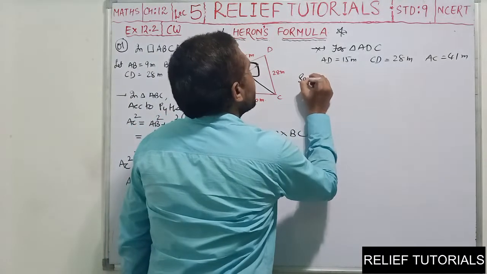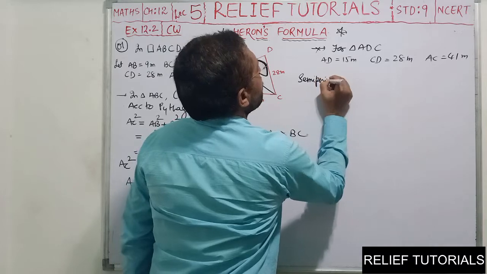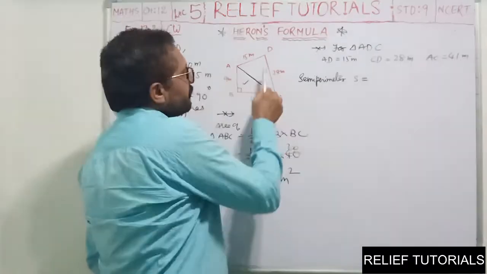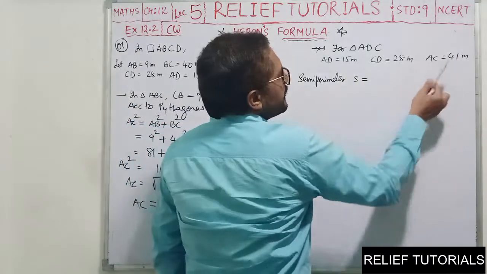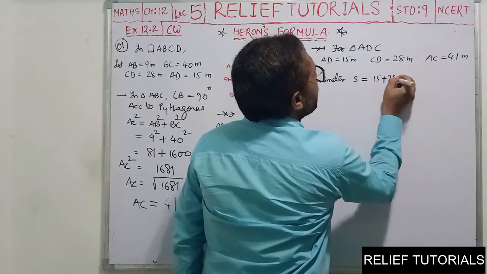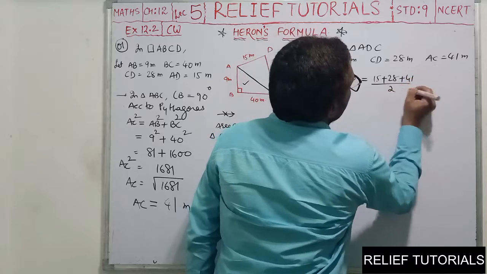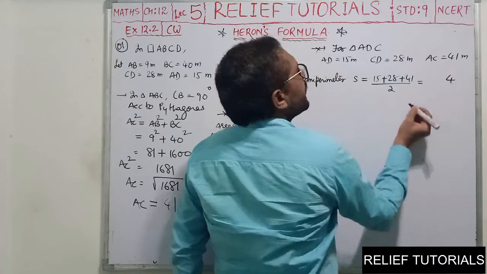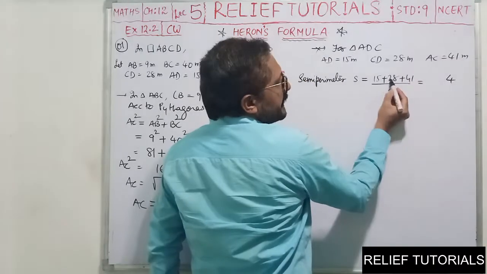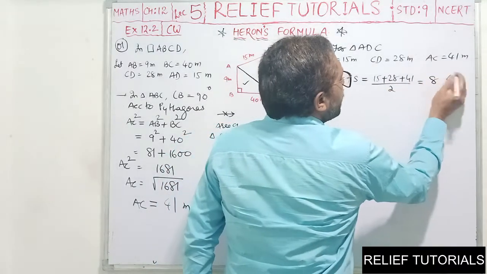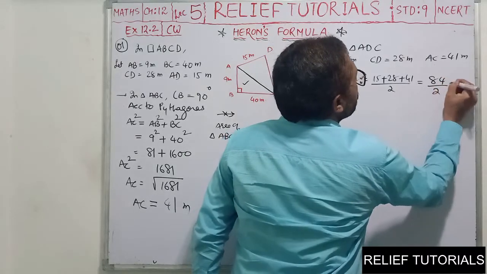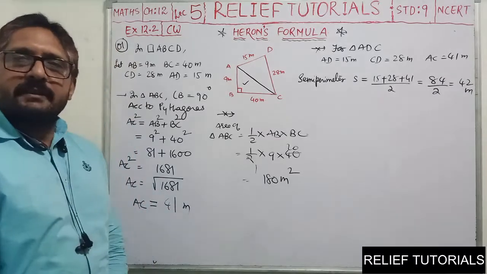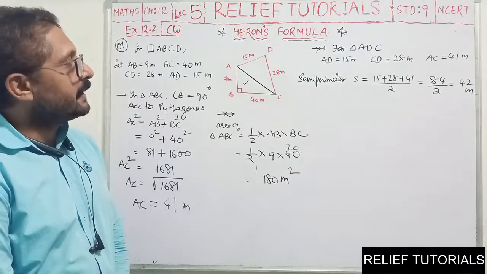So semi-perimeter is equal to, you know, the sum of the three sides of a triangle. These are the three sides of a triangle. So 15 plus 28 plus 41 upon 2. 8 plus 1, 9. 9 plus 5, 14. 4 carry 1. 4 plus 1, 5. 6, 7 and 8. So you will get 84 upon 2, that is equal to 42 meter. So we got the semi-perimeter of triangle ADC.